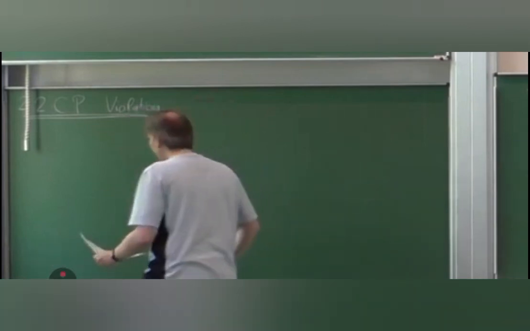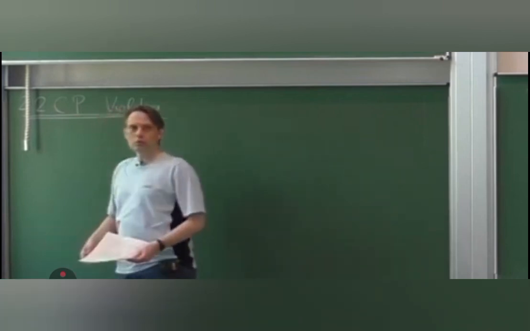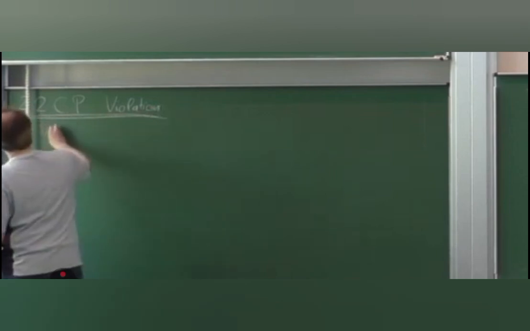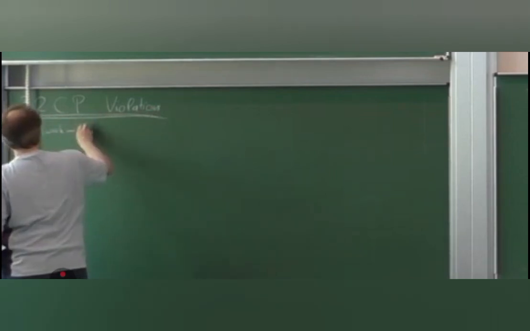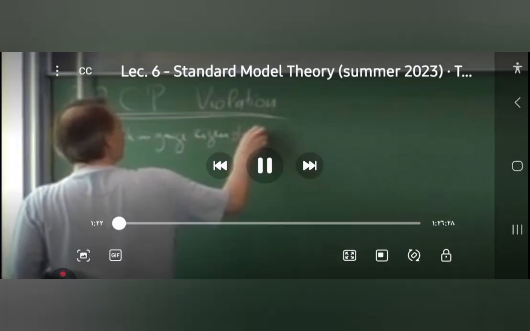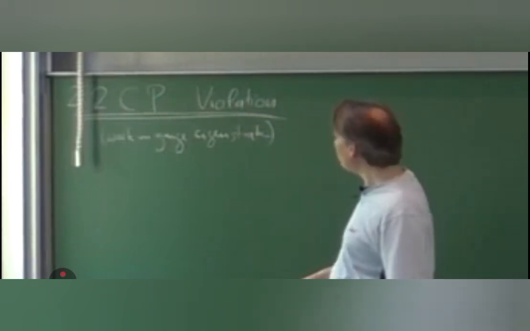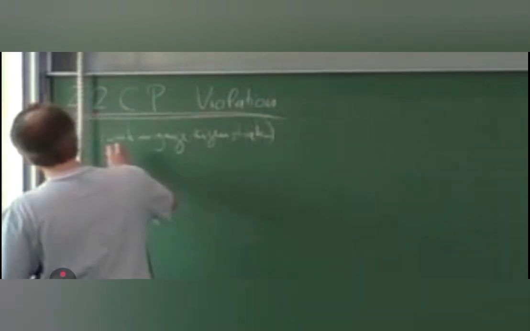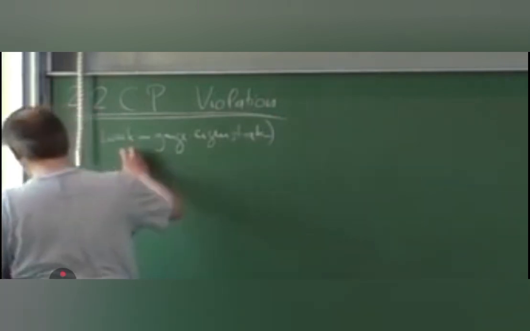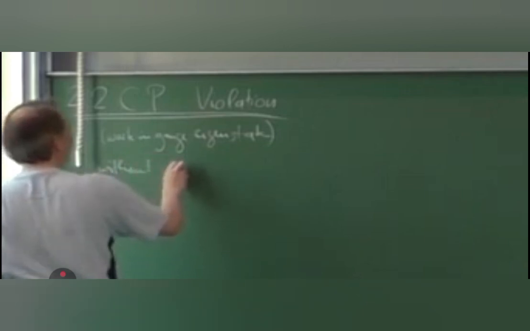Let me first define what CP violation is and how we can see whether the standard model is invariant under CP or not. For this, we work in gauge eigenstates. So at the moment, we do not yet use those mass eigenstates for the quark fields that we introduced the last time. And so let me just give you a property without proof.